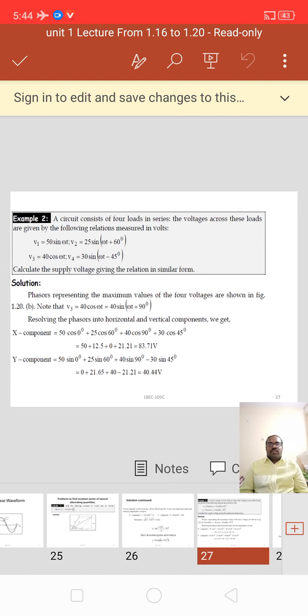Okay. Example 2. The circuit consists of 4 loads in series. The voltages across these loads are given by the following relations, measured in volts: V1 equals 50 sin omega t, V2 equals 25 sin omega t minus 60 degrees, V3 equals 40 cos omega t, and V4 equals 30 sin omega t minus 45 degrees. Calculate the supply voltage, giving the relation in similar form.